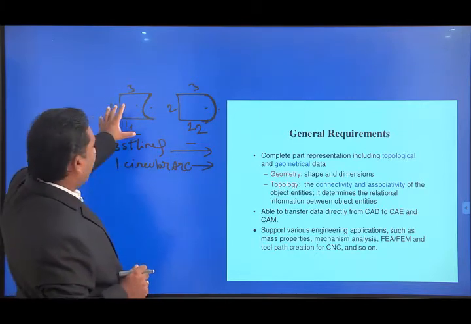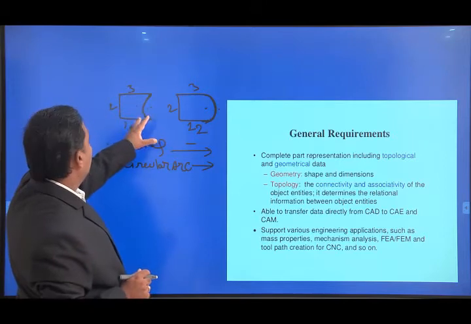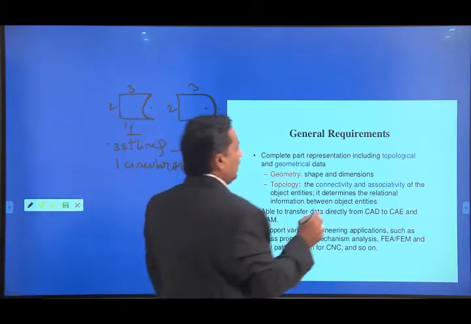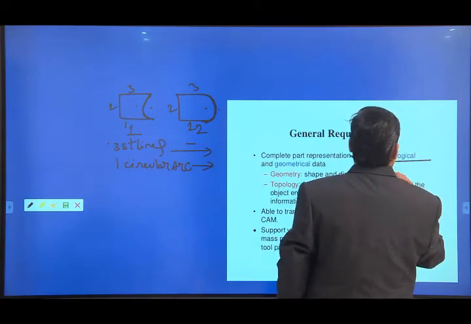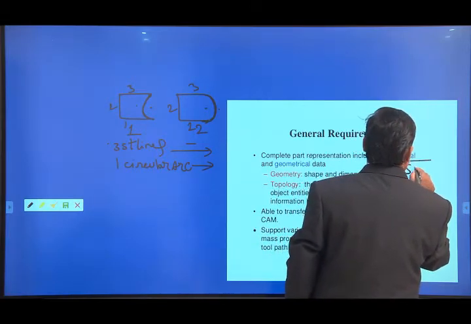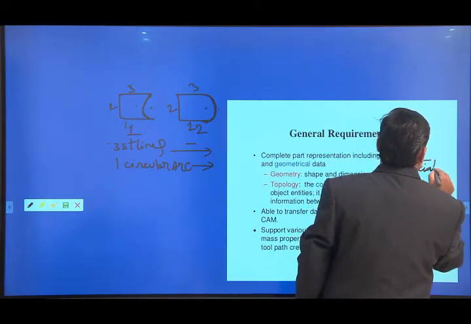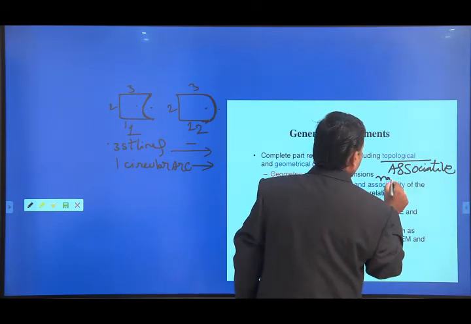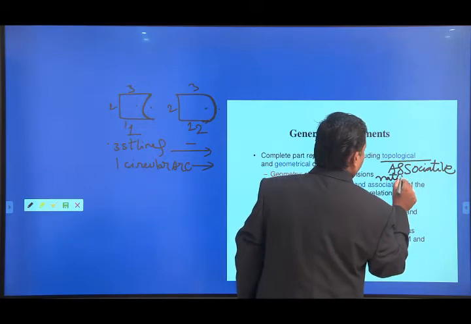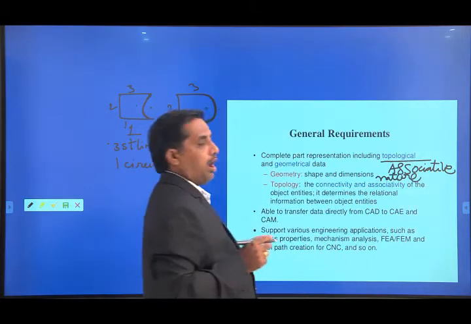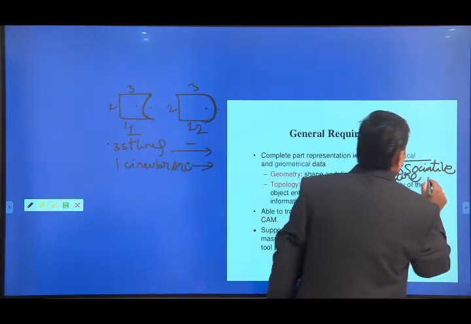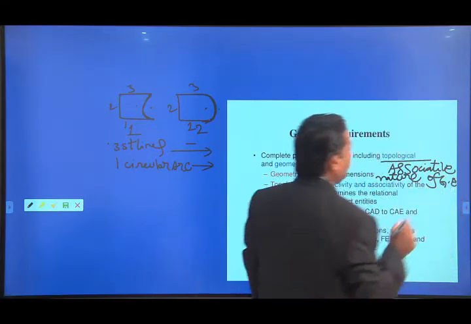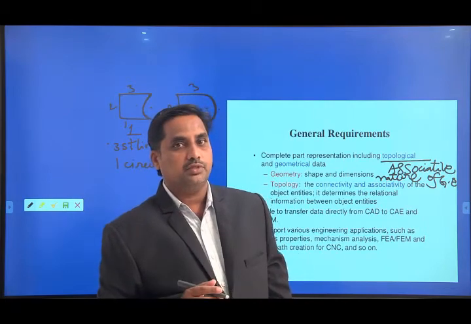So that is what is called topology. Topology means the associative nature of the geometric elements. GE stands for geometric elements. Associative nature of the geometric elements.